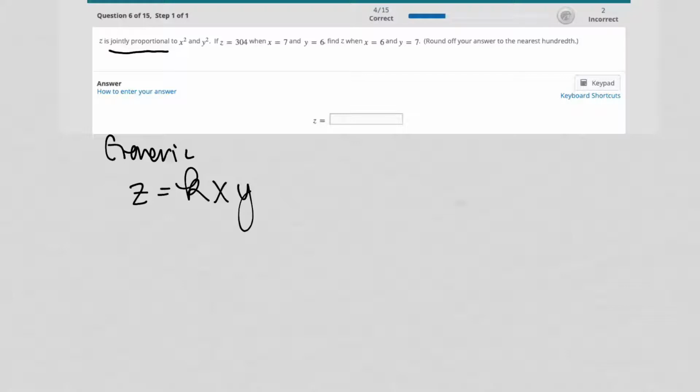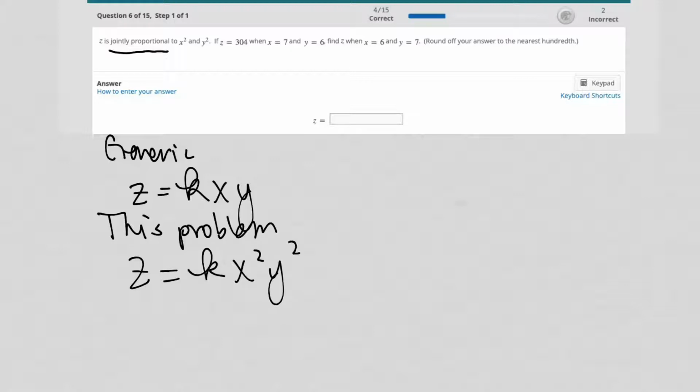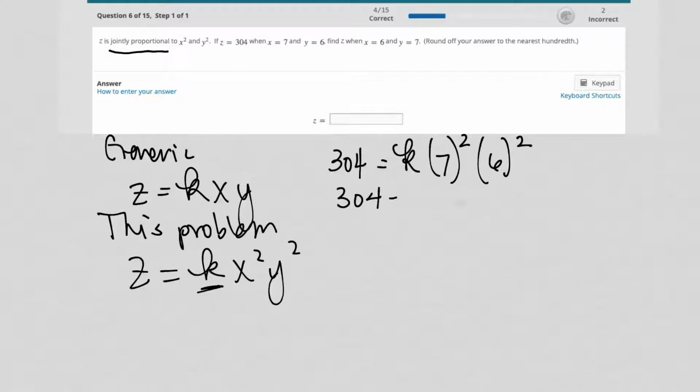In this case, though, for this problem, it says z is jointly proportional to x squared and y squared. So this is what we're going to do, and our first step is to find the k value. We're going to plug in our numbers. In place of z, I'm going to put 304, keep the k. In place of x, I'm going to put 7, so that's 7 squared. In place of the y, I'm going to put 6, so that's 6 squared. So we have 304 equals k times 49 times 36.